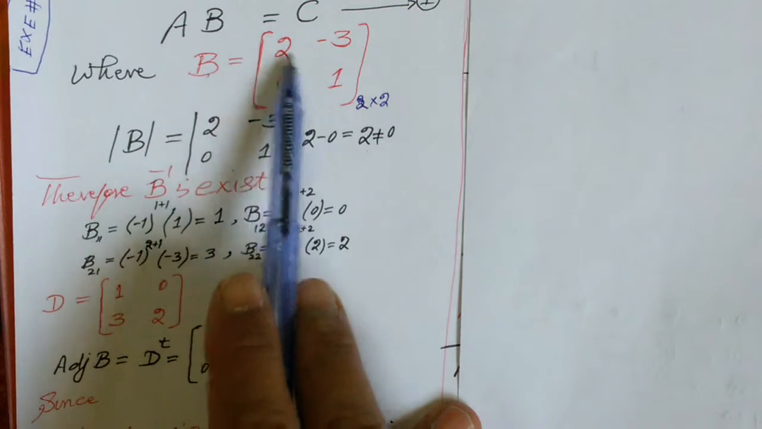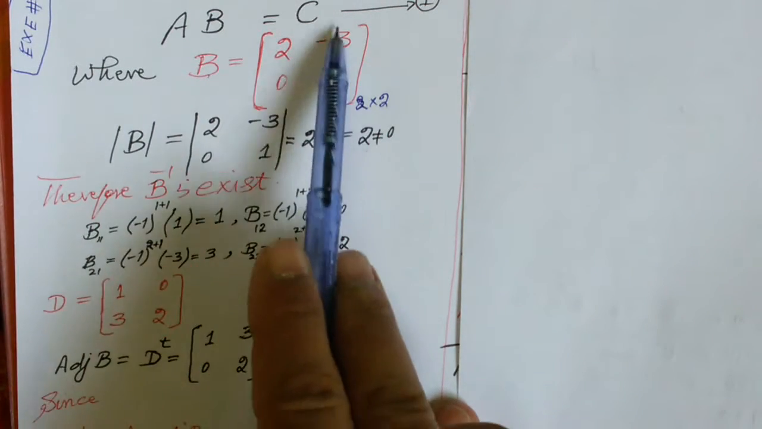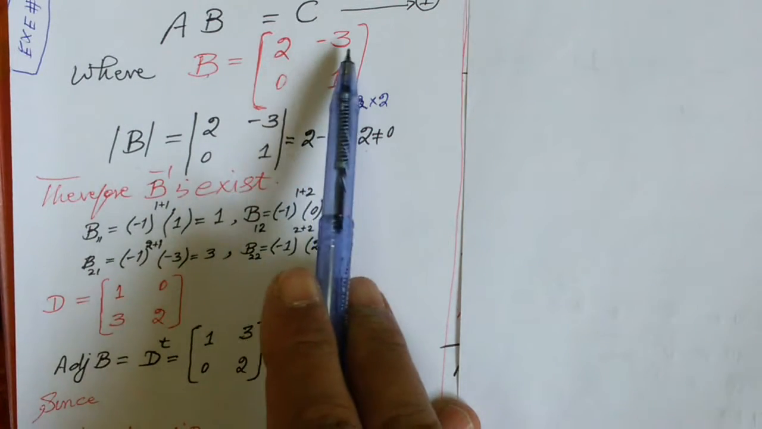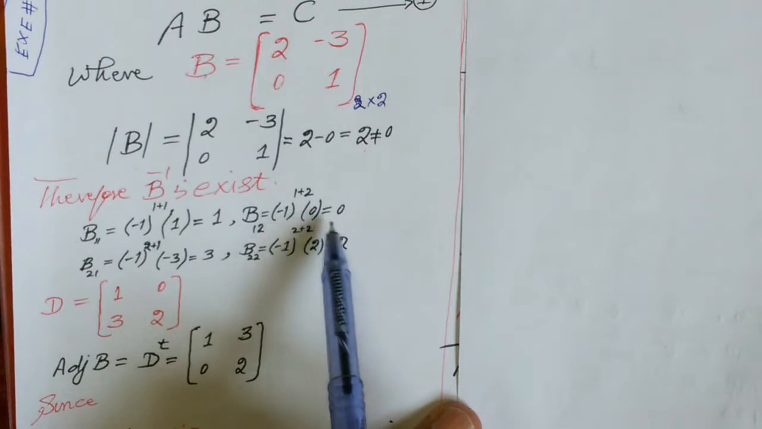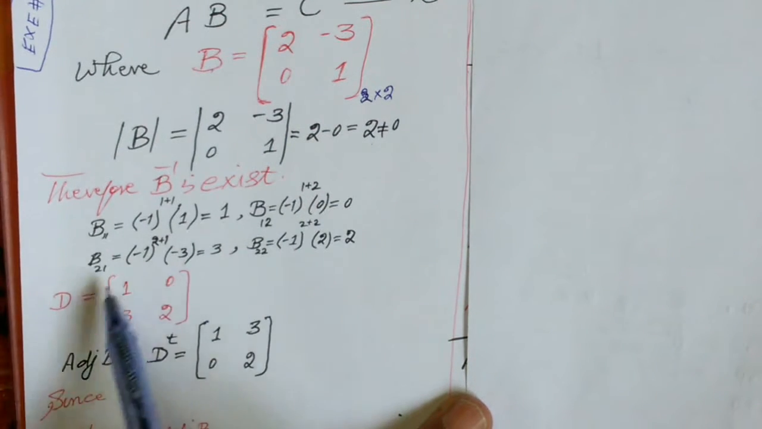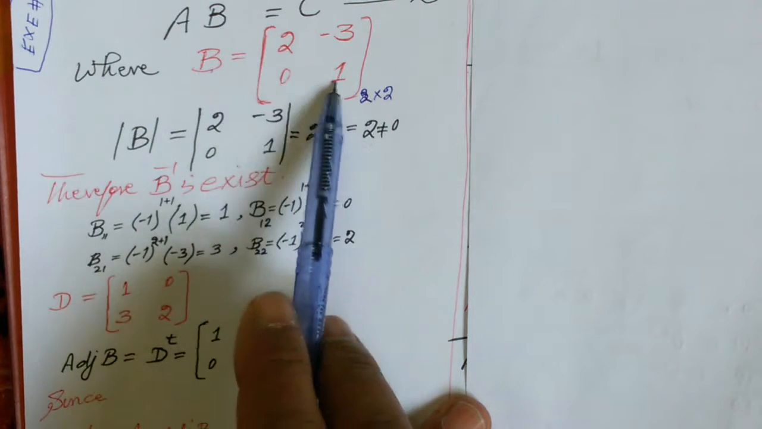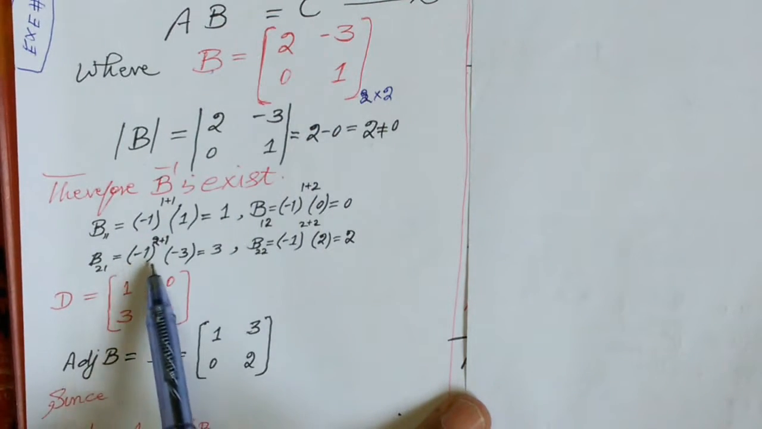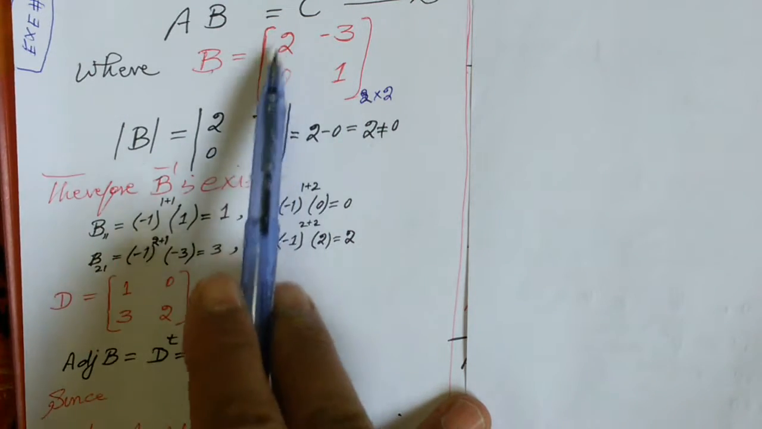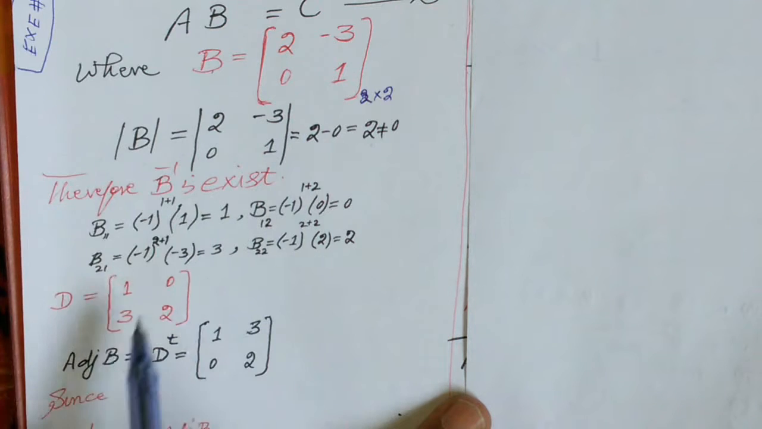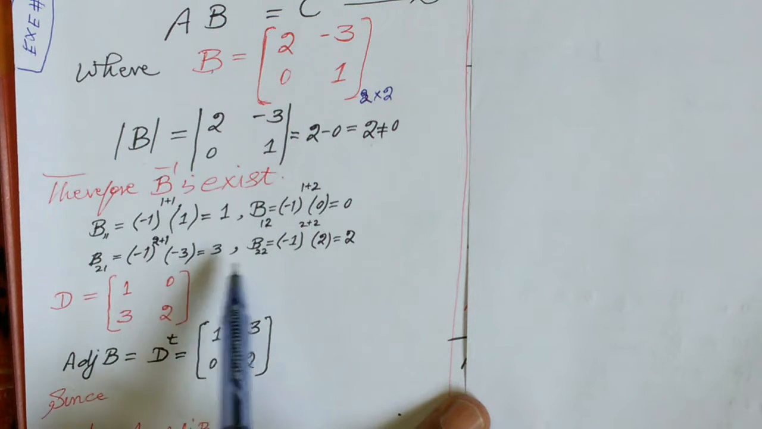The cofactor of the first row and second column element is minus 1 raised to power 1 plus 2. Delete the first row and second column. The resultant quantity is equal to 0. The cofactor of the element of the second row and first column is minus 1 raised to power 2 plus 1, multiplied by the quantity after deleting the second row and first column. We get minus 3, so minus 1 multiplied by minus 3 is equal to 3.